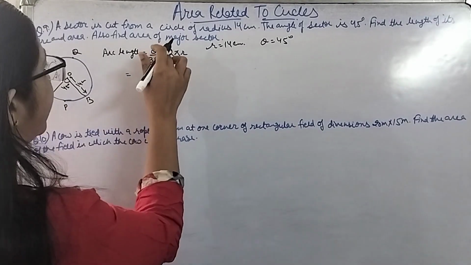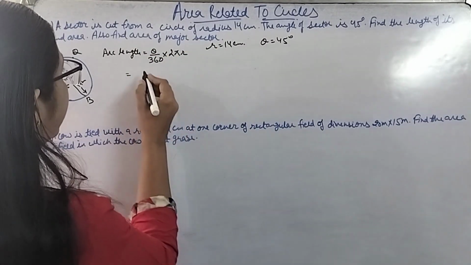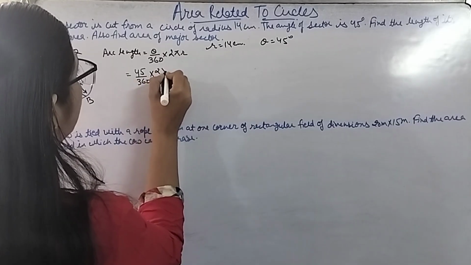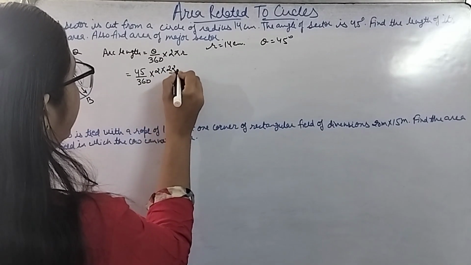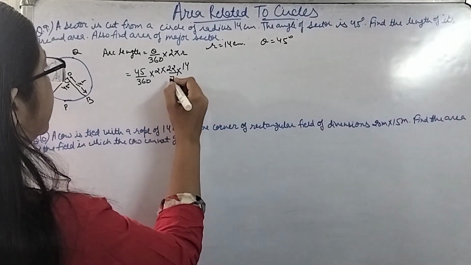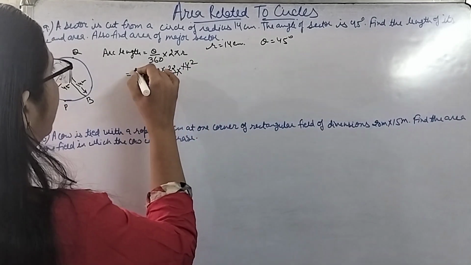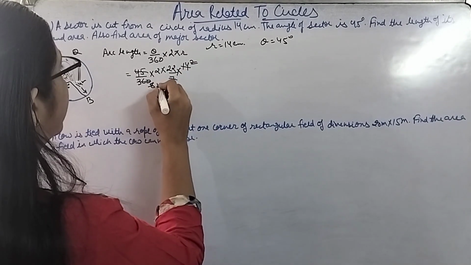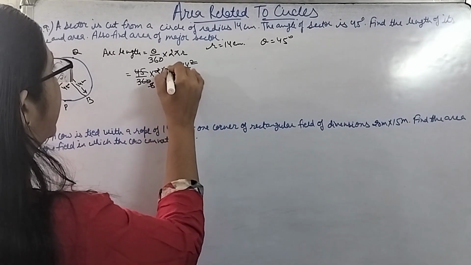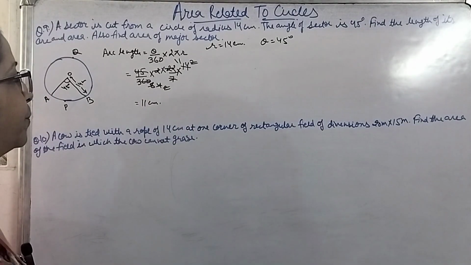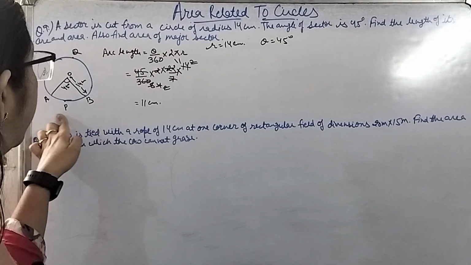So for the arc length, we will keep all the values. Theta is 45 over 360 multiplied by 2, pi we will take as 22 by 7, and r is 14. If we solve it further, 7 2s are 14, 45, 8 times 360, 2, 4 times, 2, 2 times, 2, 11 times. That means the arc length is 11 centimeter. This is the arc length APB.